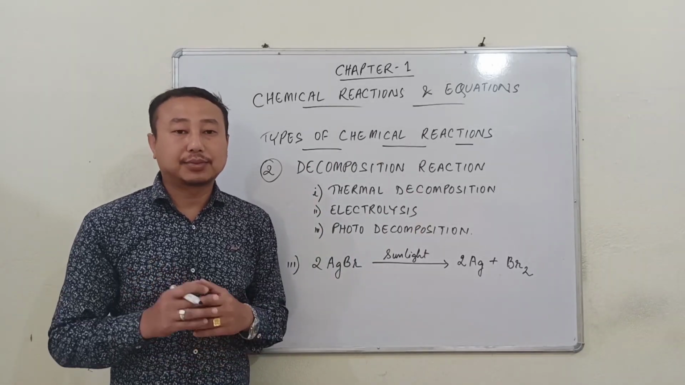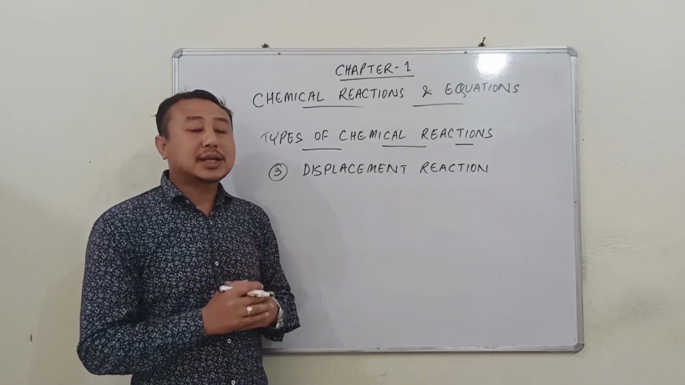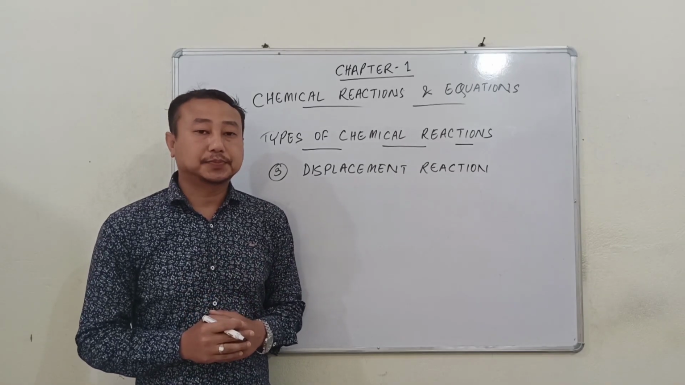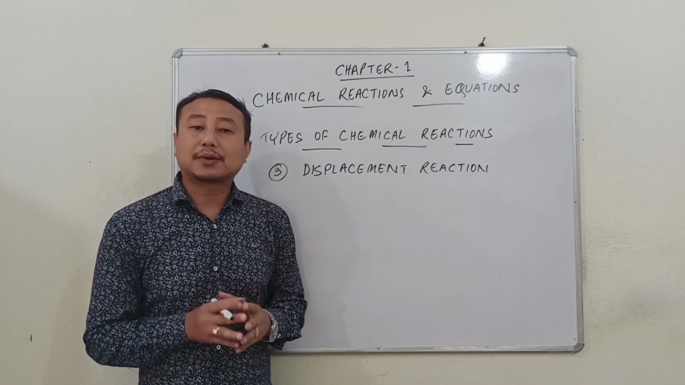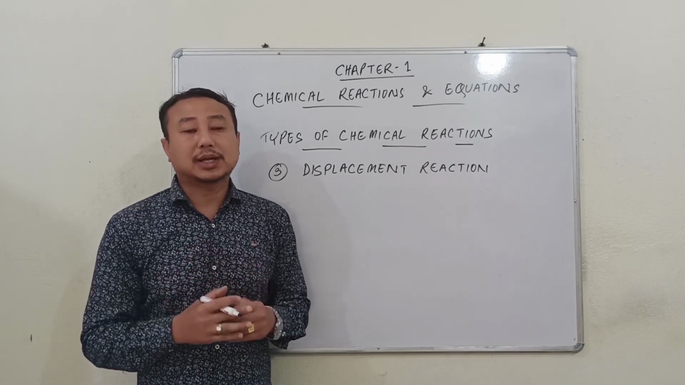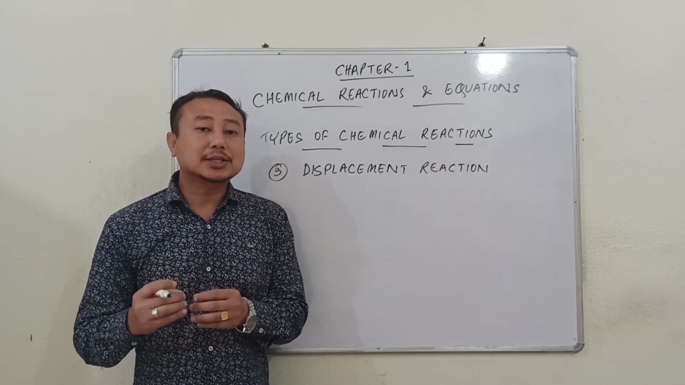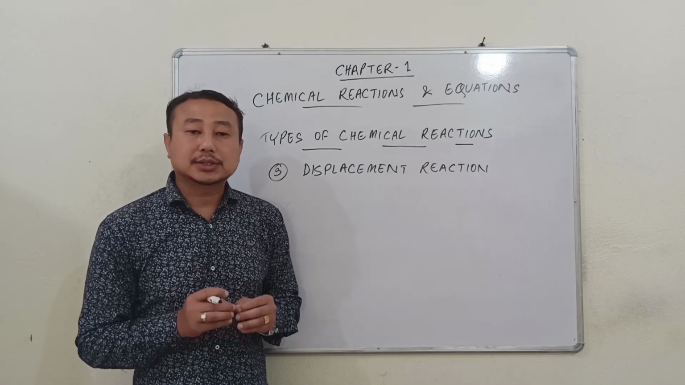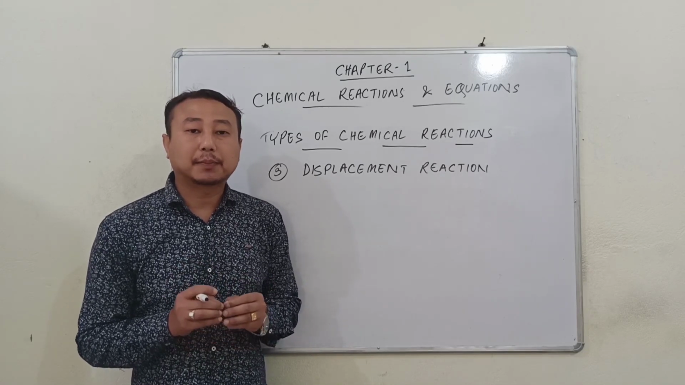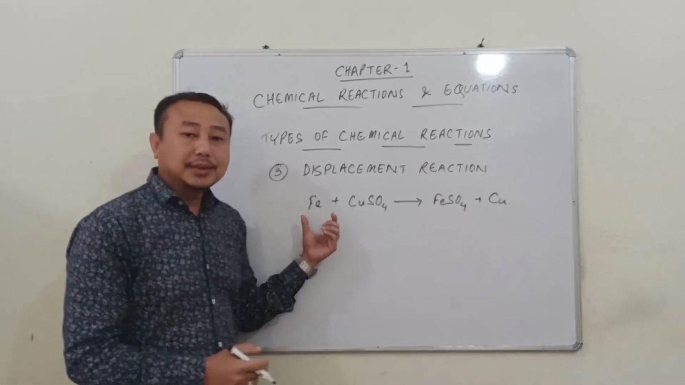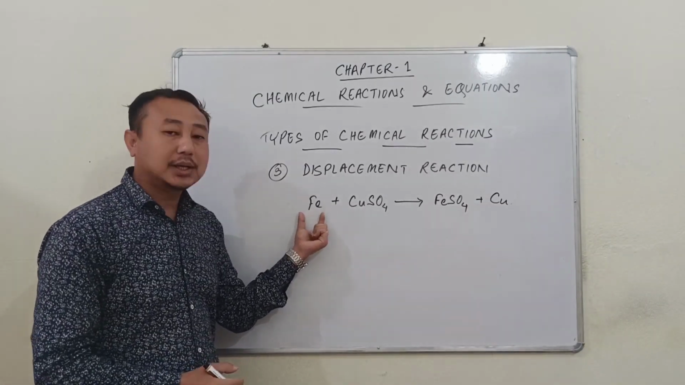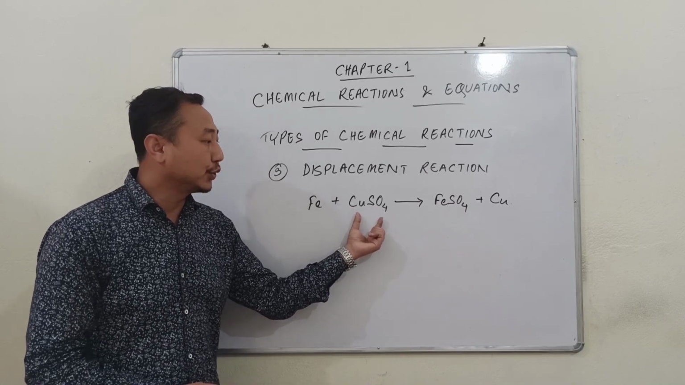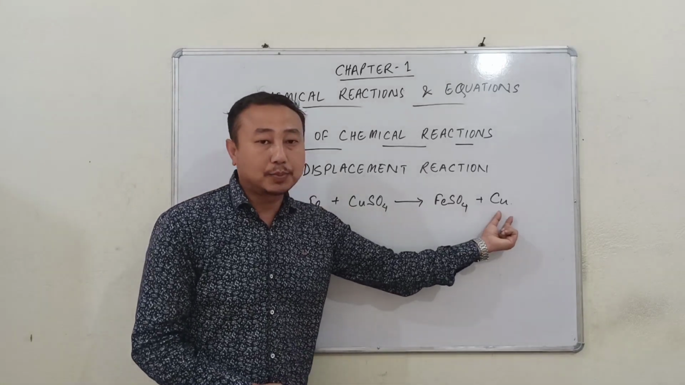Now let's come to the next type of reaction. The next type of reaction is the displacement reaction. Displacement reaction is a type of reaction in which a more reactive metal displaces a less reactive metal from its salt solution. Let us discuss this displacement reaction by taking an example. In this example, iron is reacted with copper sulfate to form iron sulfate and copper.